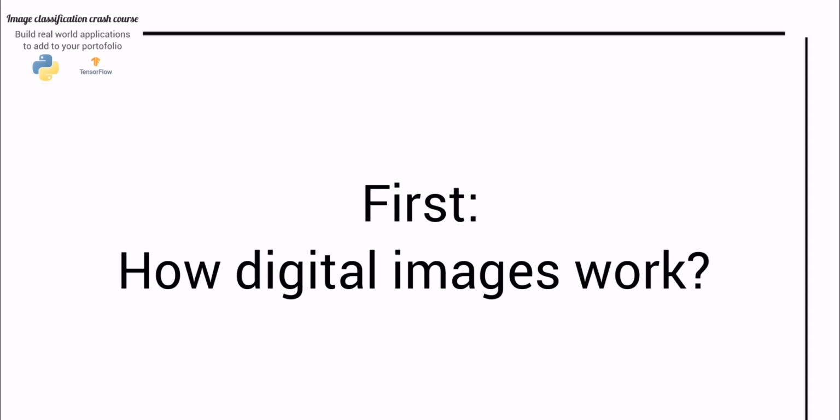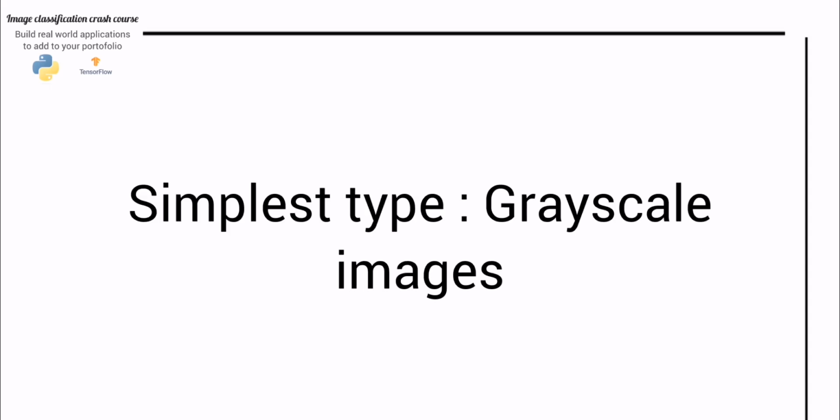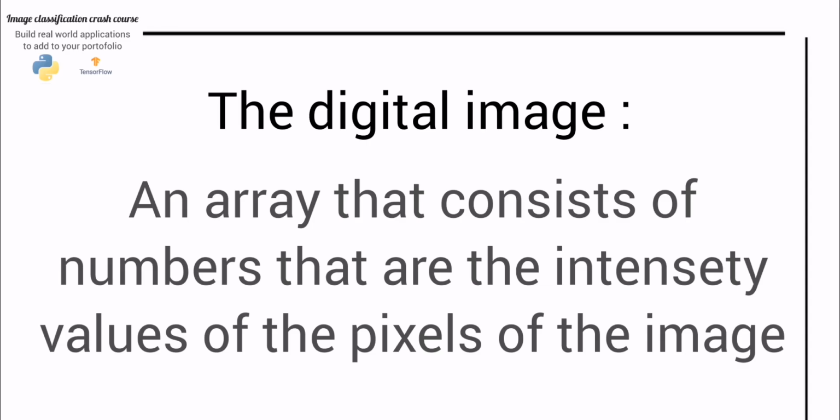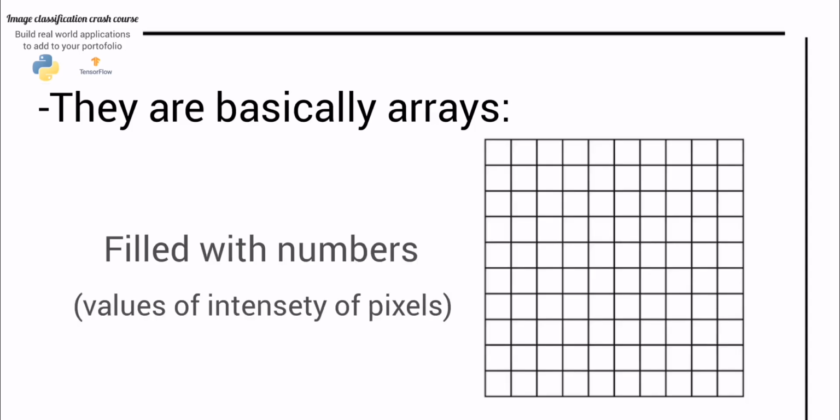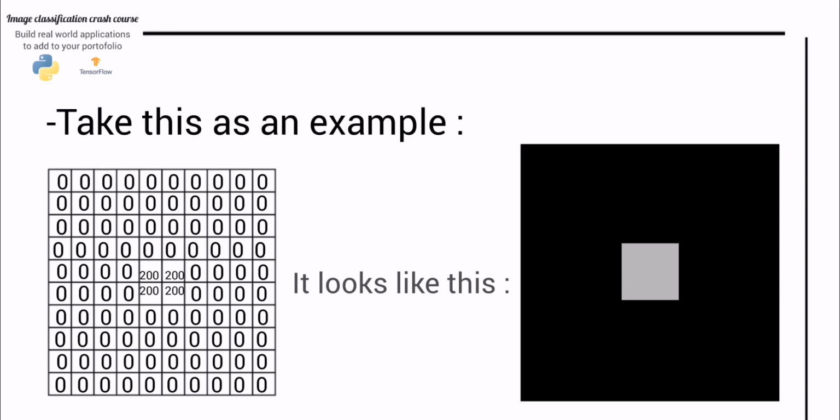What is a digital image? We'll start with a simple example, the grayscale example. The image is just an array of numbers, and each number is the intensity value of a pixel. So in this 10 by 10 example, we can look at each number. It's the intensity of the pixel.